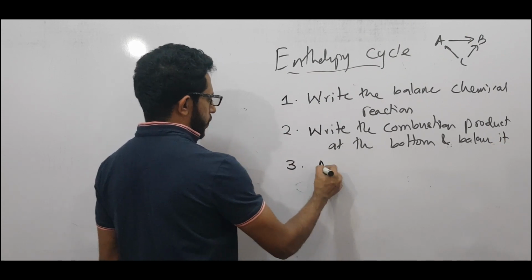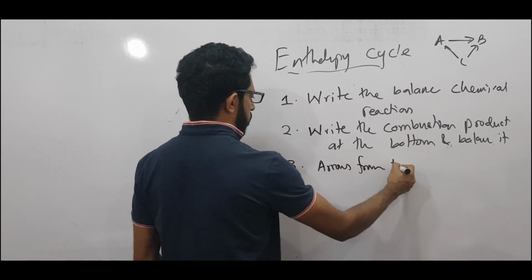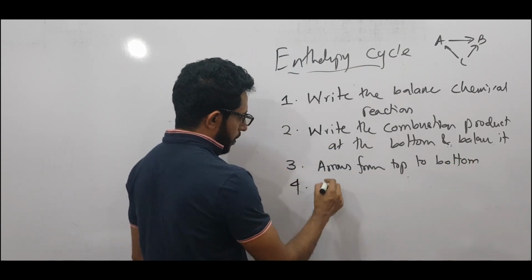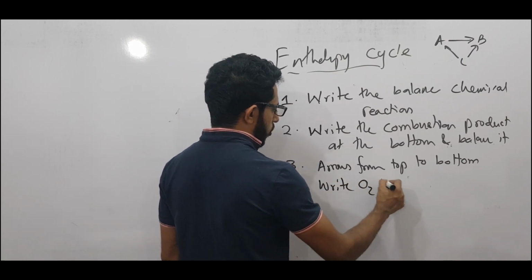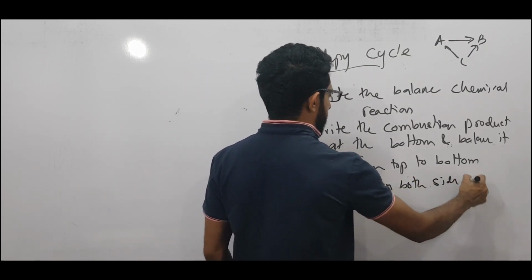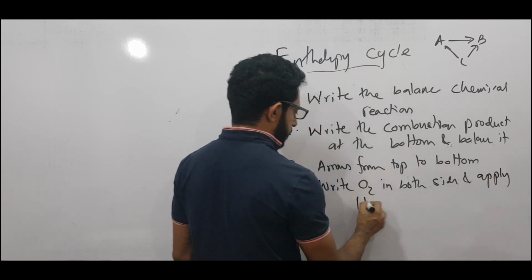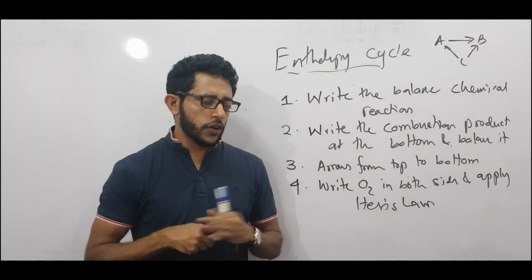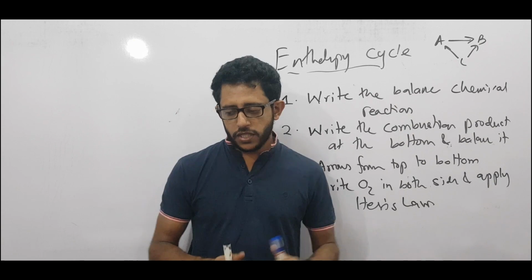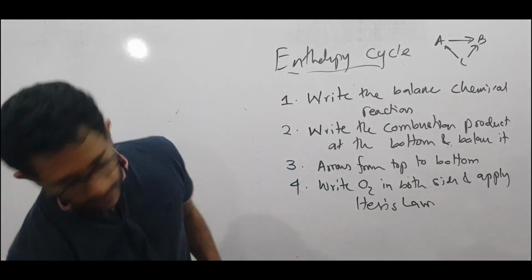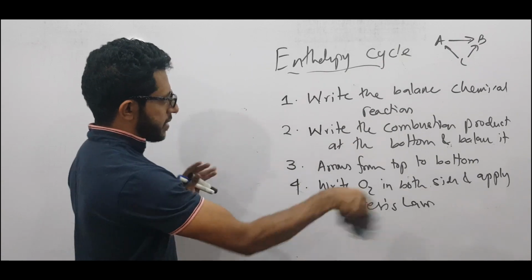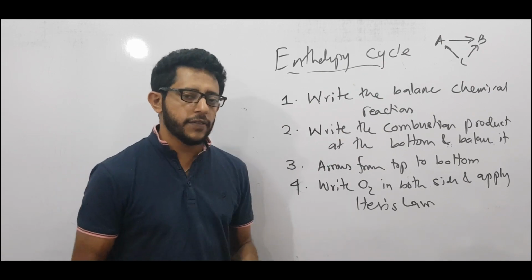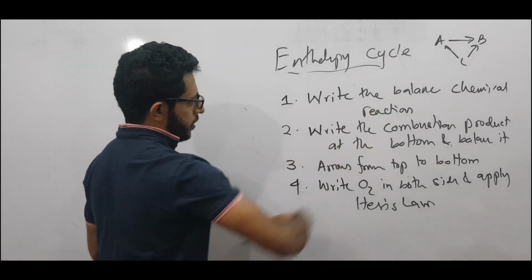Third step is arrows from top to bottom. And then the fourth and final step is write oxygen on both sides and apply Hess's law. So these are the normal steps. We'll see how to find the enthalpy change using the given enthalpy data. This is how we construct the enthalpy cycle. It's a basic idea you should have. If you want, you can pause the video and get the idea, and we'll continue to construct the cycle using these steps.